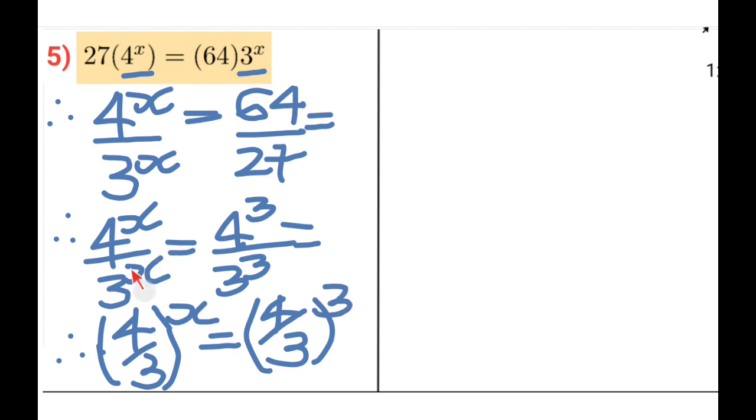Now notice that the bases are exactly the same now, 4 over 3 on both sides. When you've got powers of the same base equal, then you simply equate the exponents. Therefore, x is equal to 3. Now we check. Very important to check.